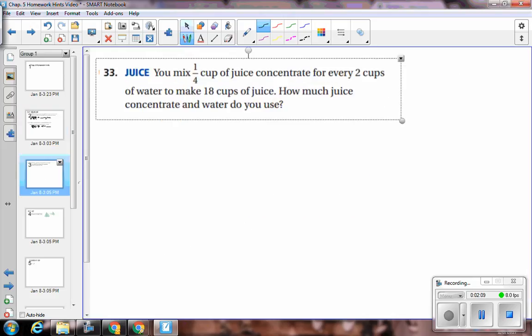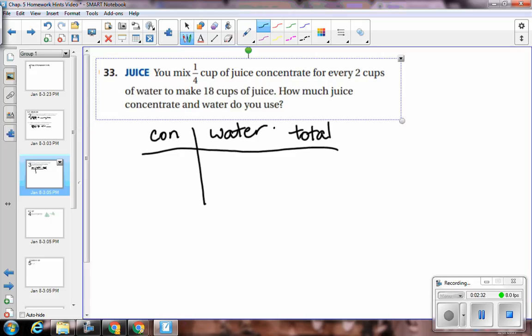Okay, on the juice problem, this is a lot like the paint ratios that we did in class. So let's make a table. So what we know is that we need concentrate and water to make our juice. So we need a total column. So right now we know we need a 1/4 cup of concentrate for every 2 cups of water. So when we add those together, that's 2 1/4.